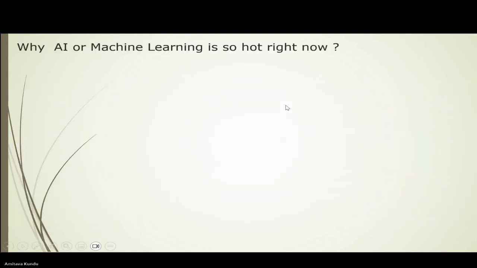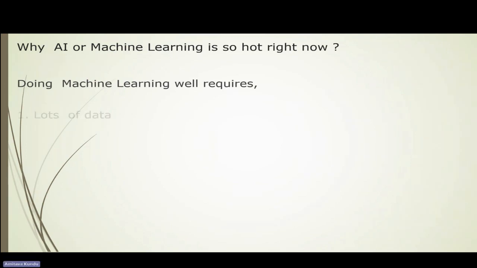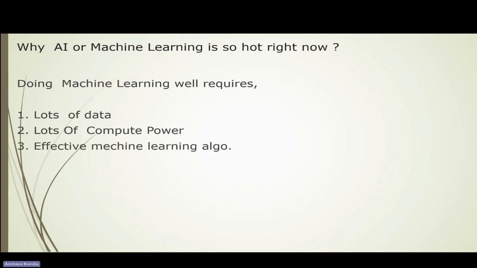Now here, why is AI or machine learning so hot right now? Doing machine learning well requires lots of data because you have to train the model with a huge amount of data. Else you'll not get correct predictions, right? Then lots of compute power is required. Then we need an effective machine learning algorithm. So these are some of the things that we need.